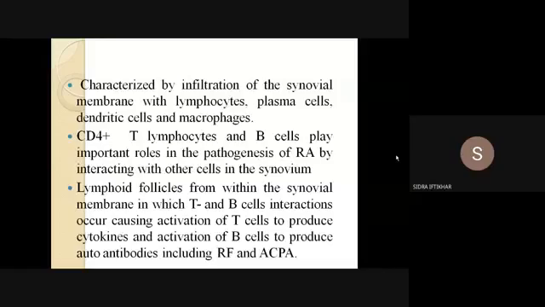CD4 plus T lymphocytes and B cells play an important role in the pathogenesis of rheumatoid arthritis by interacting with other cells in the synovium, which I already told you the whole process of. Lymphoid follicles form within the synovial membrane in which T and B cell interactions occur, causing activation of the T cells to produce cytokines, TNF, IL-1, and IL-17, and activation of B cells to produce antibodies, including rheumatoid factor and ACPA.